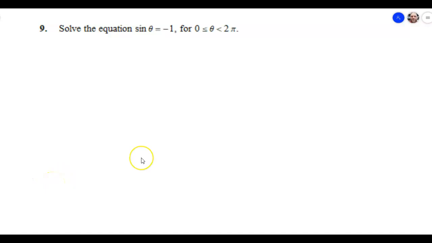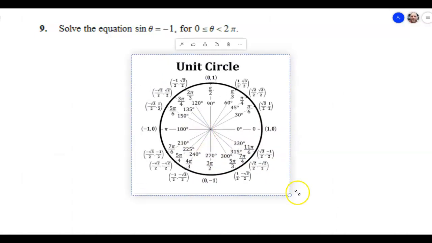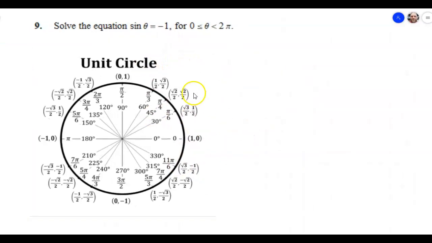All right, to solve this one, I'm going to go ahead and use a unit circle. And here is 1. So we want to look for all the solutions where the sine of theta is equal to negative 1 between 0 and 2 pi. So starting here and going in the counterclockwise direction all the way back to that positive right x-axis. All right, so that's a complete circle.